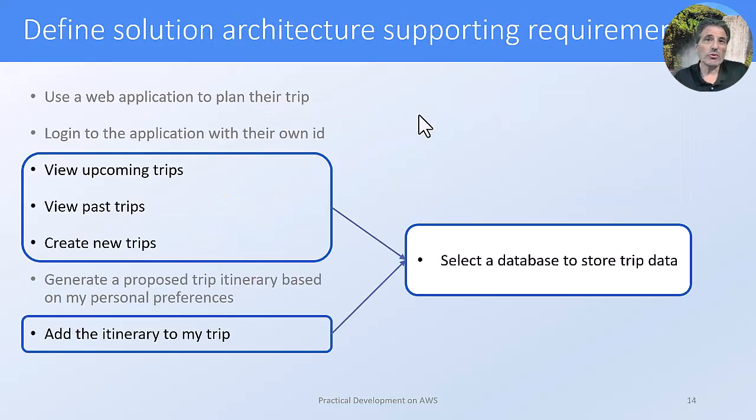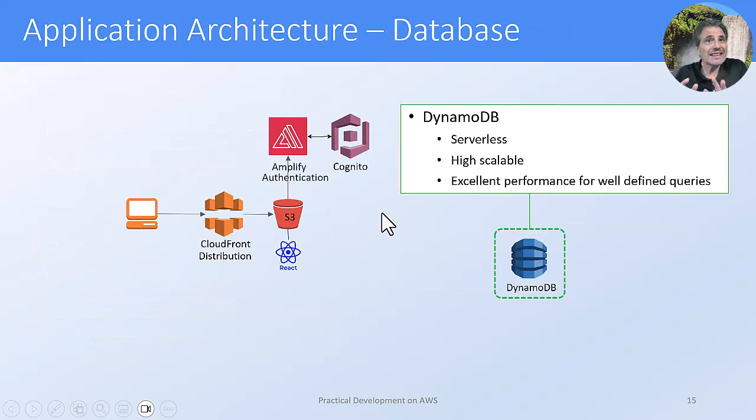Next, I need to be able to view my trips, create new trips, and add itineraries to my trip. So I need to select a database to store that trip data. I selected DynamoDB, but honestly, the first decision was whether I wanted to use a relational versus a non-relational database. And folks, I do have a separate video that really gets into the difference between relational and non-relational. I'm gonna give you the link for that.